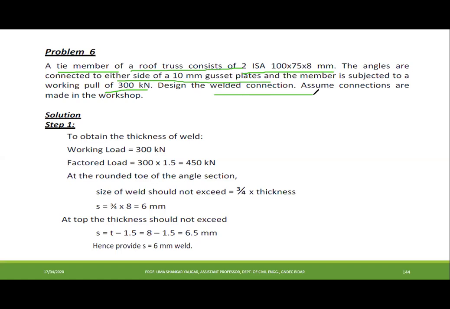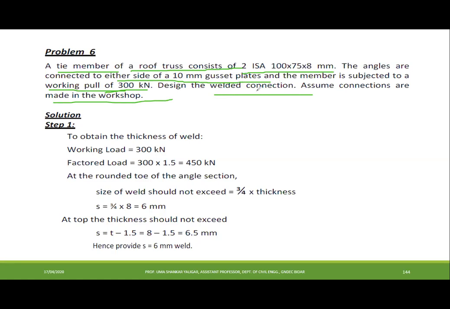Design a welded connection and assume the connections are made in the workshop. Okay, this is the question he has given. Design the connection; he has given the working pull, which here is tension. Keep it in mind. Here you need to design the welded connection and assume the connections are made in the workshop. As it is a welded connection problem and a design problem.